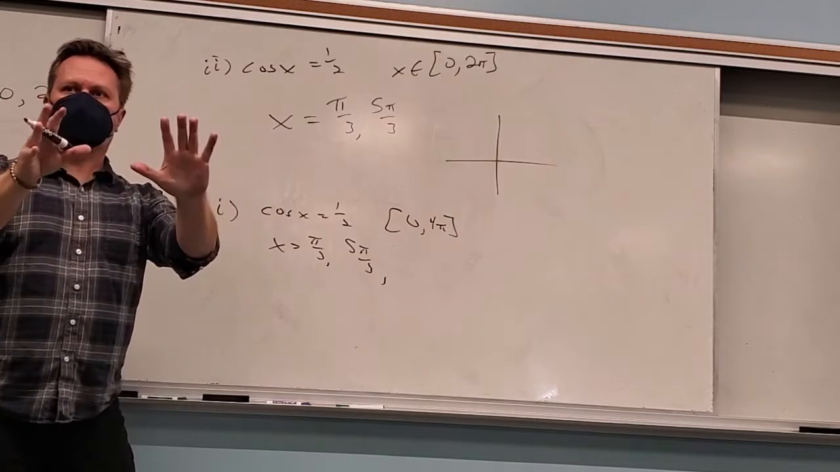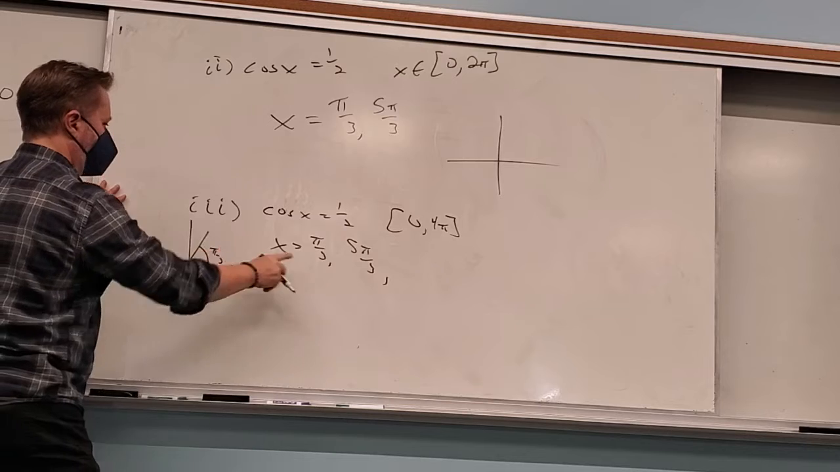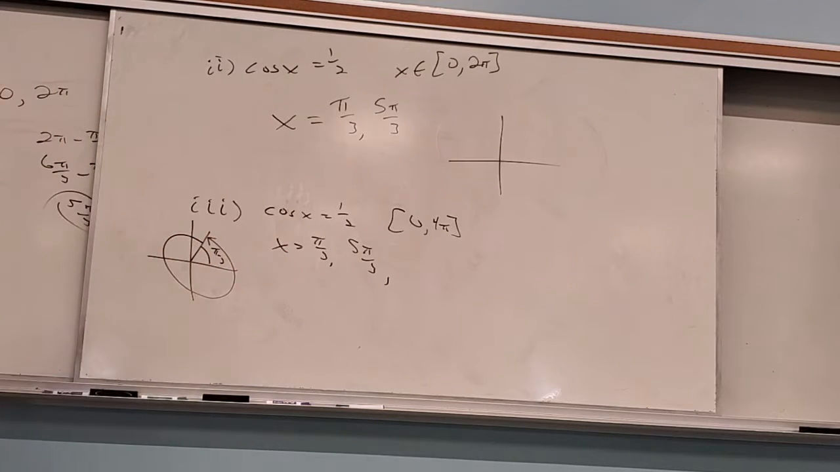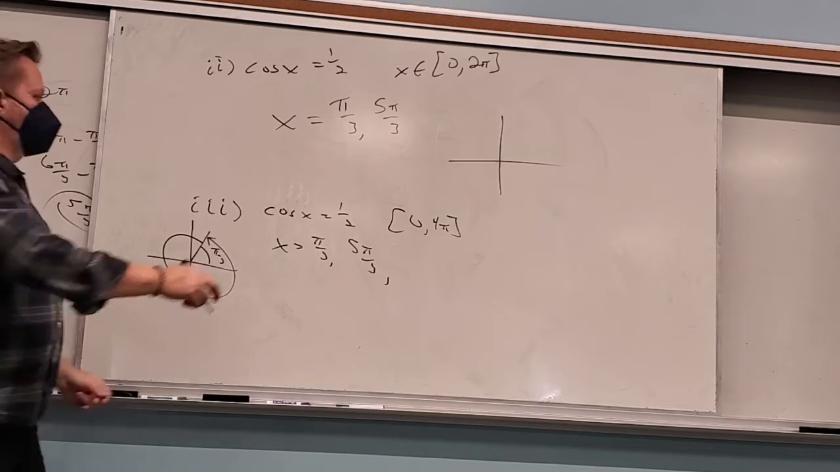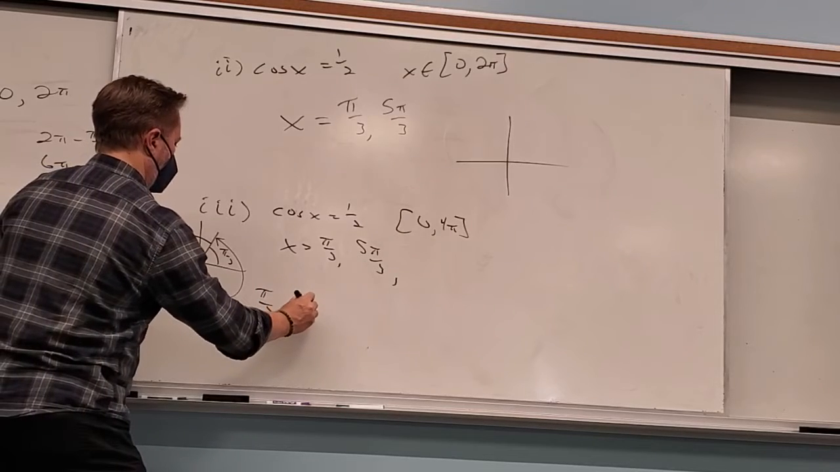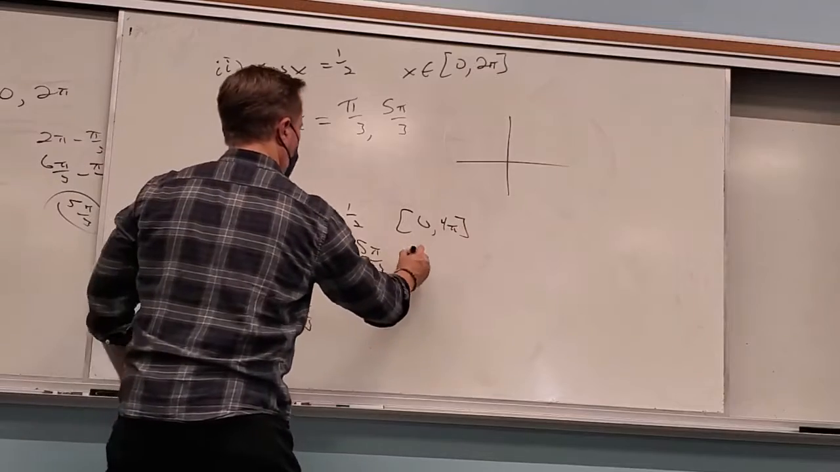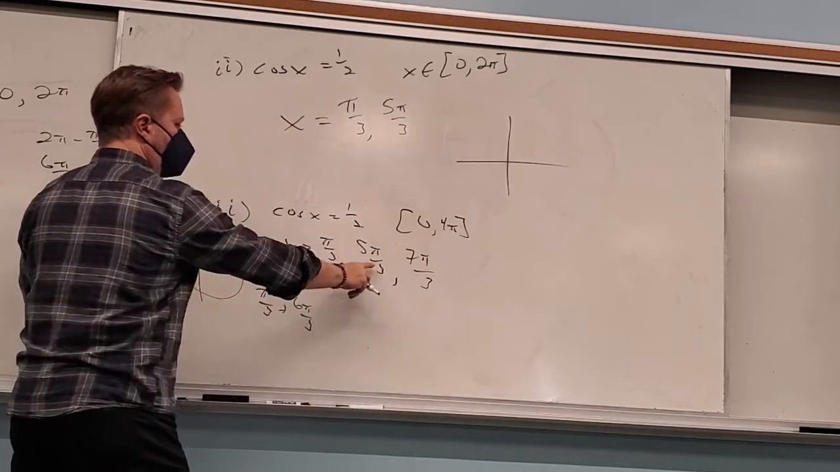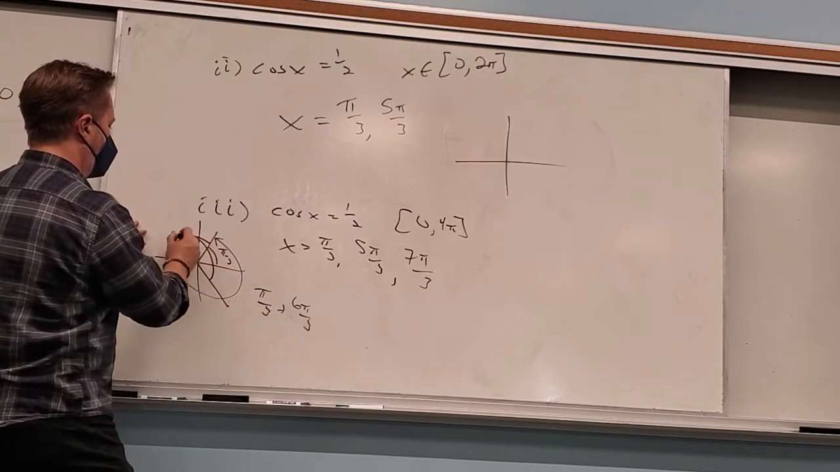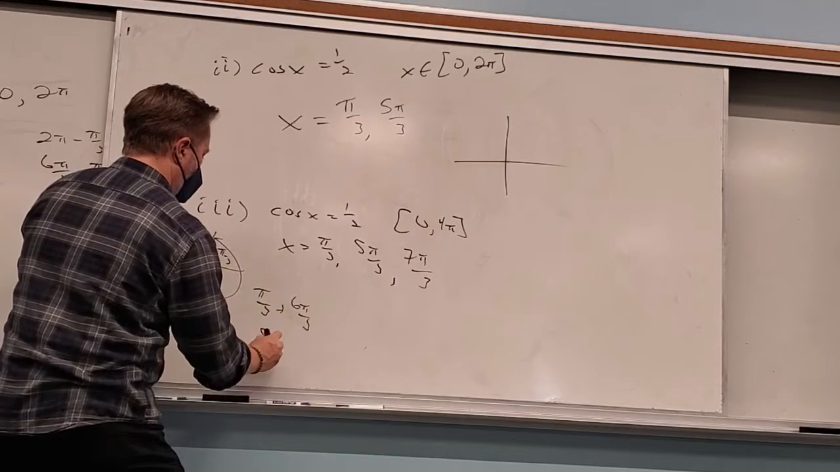I really want this to make sense. If this angle is an answer, and it is, isn't plus 2 pi to that also an answer? Yeah. Okay, so what's pi over 3 plus 2 pi? Seven pi over 3, right? And I also add 2 pi to this. So if this is an answer, so is that. Right? So what's 5 pi over 3 plus 2 pi?